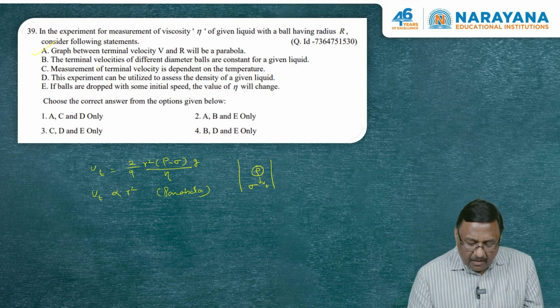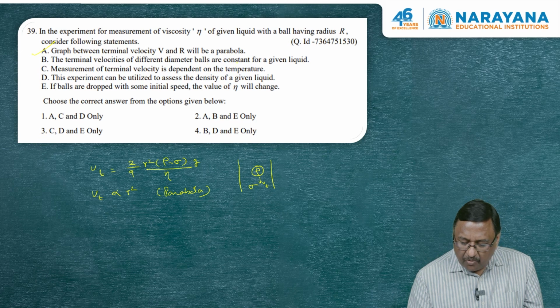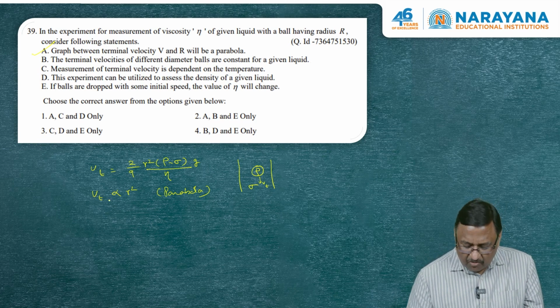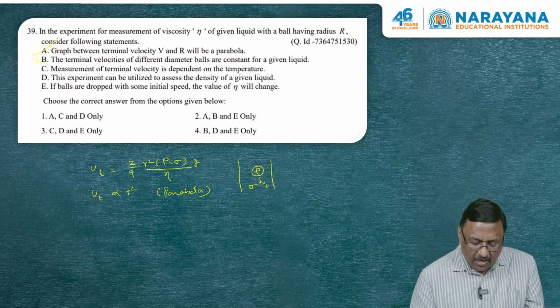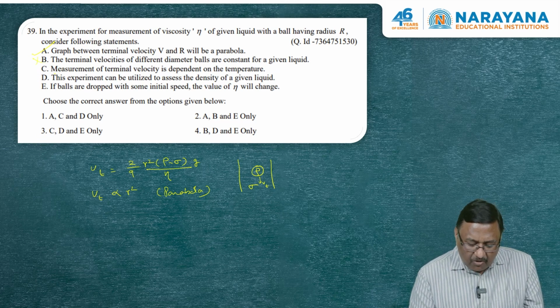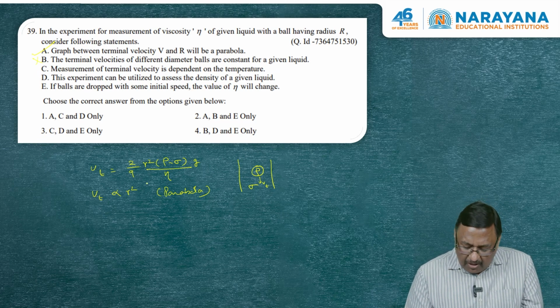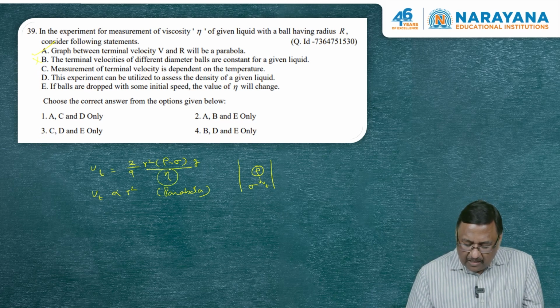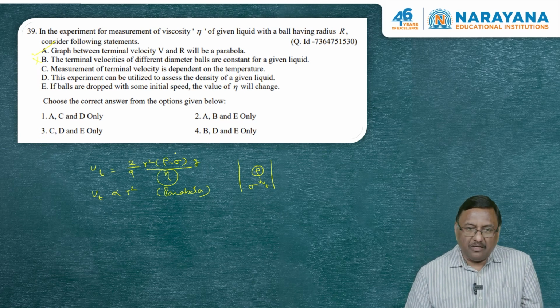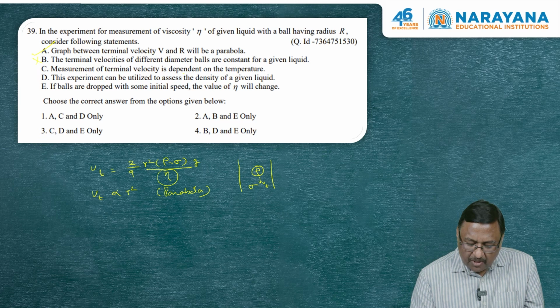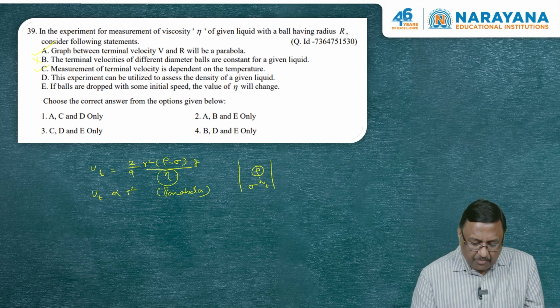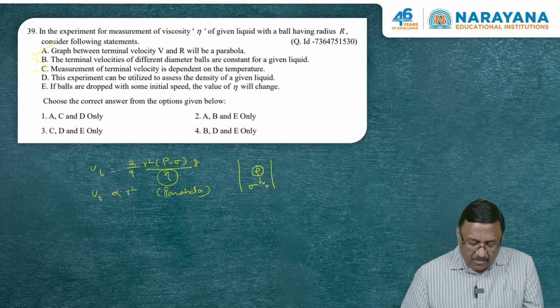Second, I am saying the terminal velocity of the different diameter balls are constant for a given liquid. Obviously not, because the terminal velocity of different diameters is going to be different. So B is the wrong answer. Now let us come to C. Measurement of the terminal velocity is dependent on the temperature. You know well, we already said that the coefficient of viscosity is a temperature dependent quantity, as well as my density is also a temperature dependent factor. That means yes, measurement of terminal velocity is dependent on the temperature. That means C is absolutely the right statement.